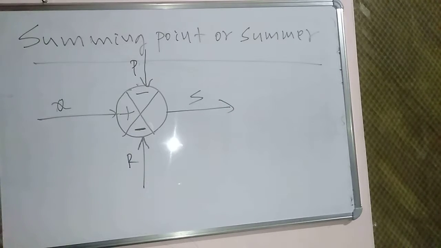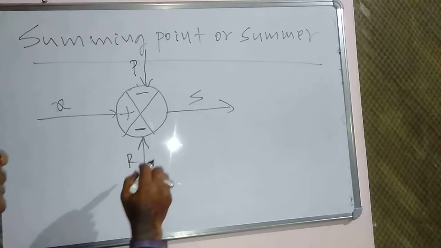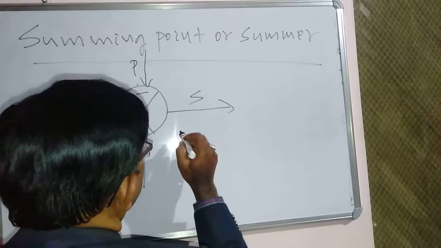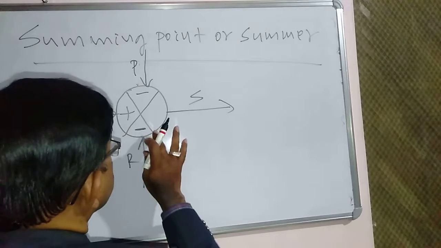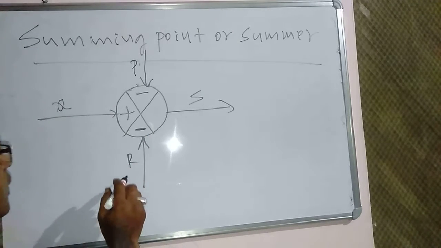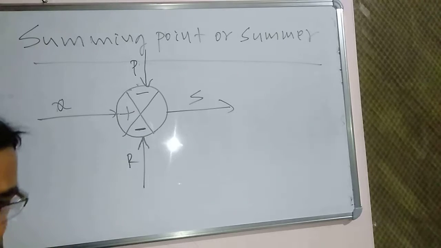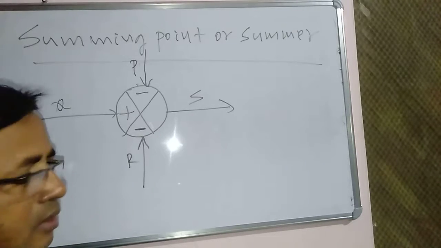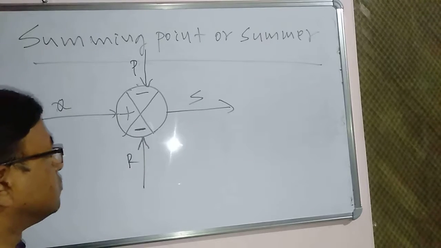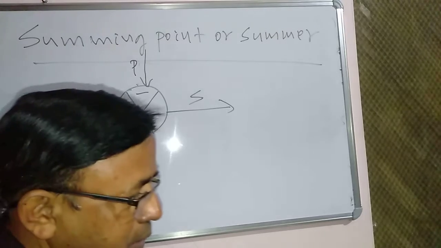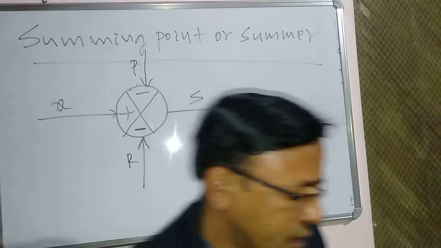So one summing point or summer having minimum 3 inputs and 1 output, and generally it does the function of arithmetic addition or subtraction, and generally it is nothing but a comparator circuit. It can compare the input with the feedback signal and produces an error signal.